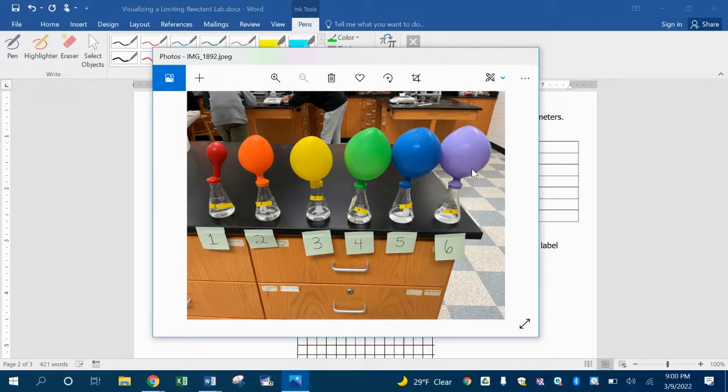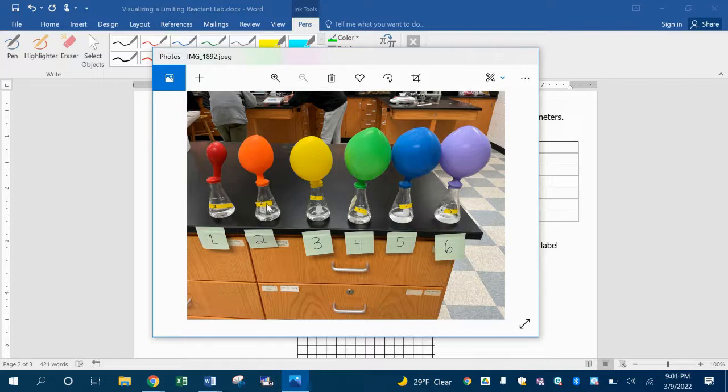And think about what we did in this lab. All groups used the same amount of vinegar, but varying amounts of baking soda. In flask 1, the baking soda was our limiting reactant. It ran out first. There should be extra acetic acid here.